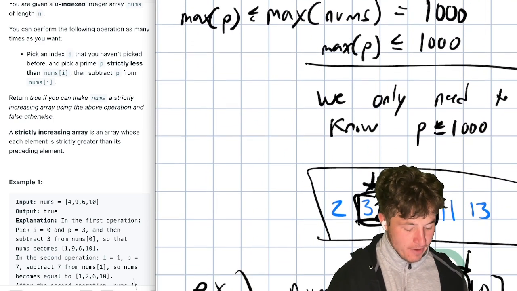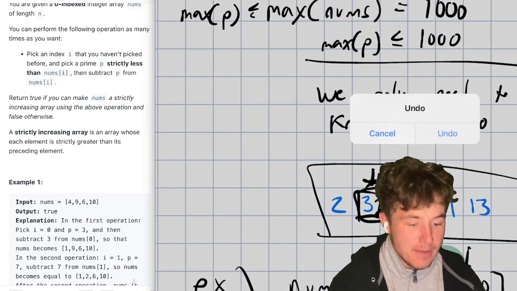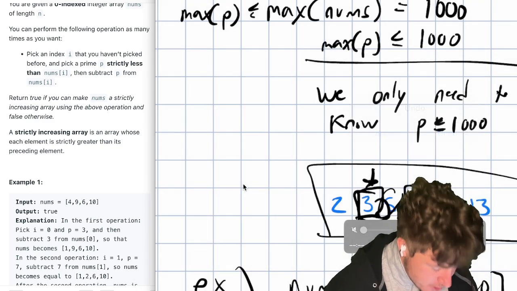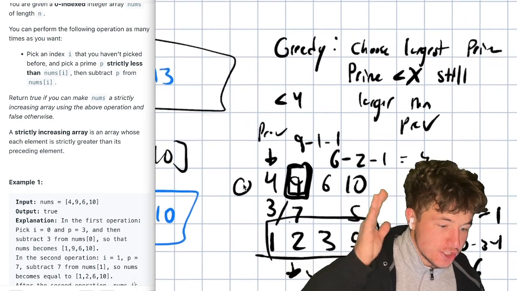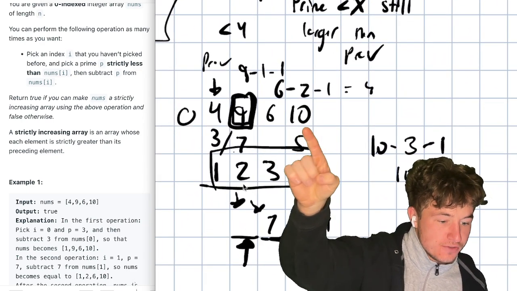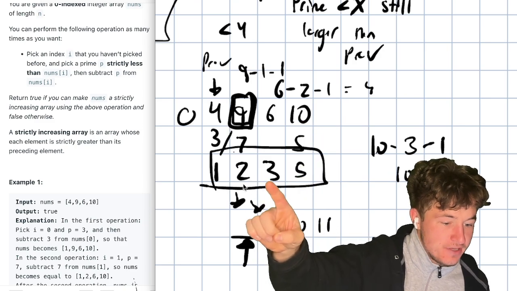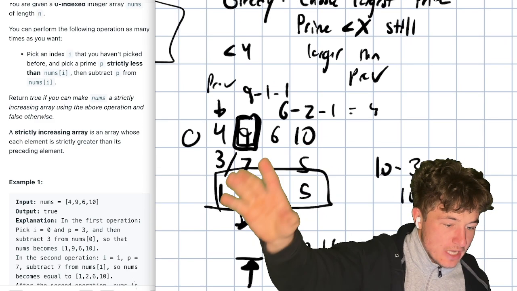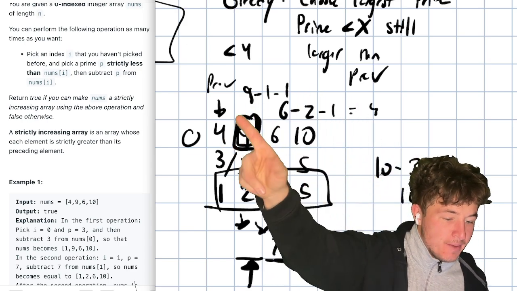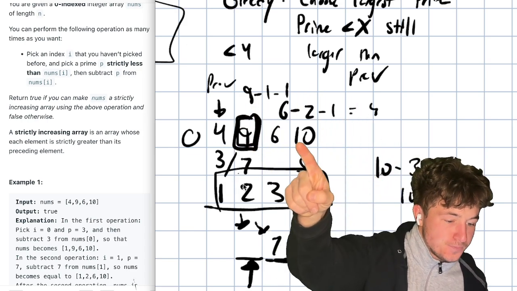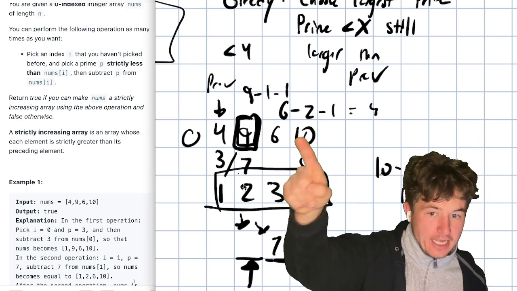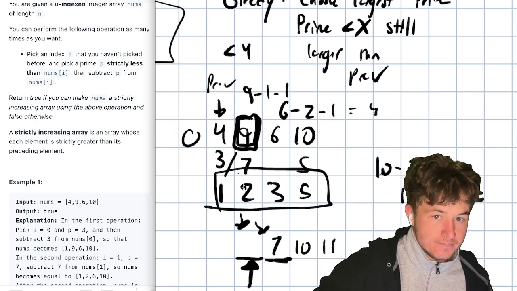Super messy. Maybe when I write out the code, it'll make a little bit more sense. But, you know, the basic idea is I want to choose the largest prime number that's less than 10, but also doesn't make 10 less than the previous number, right? So I want to choose the largest prime number that's smaller than my current number, but also not too large that it subtracts from my current element.